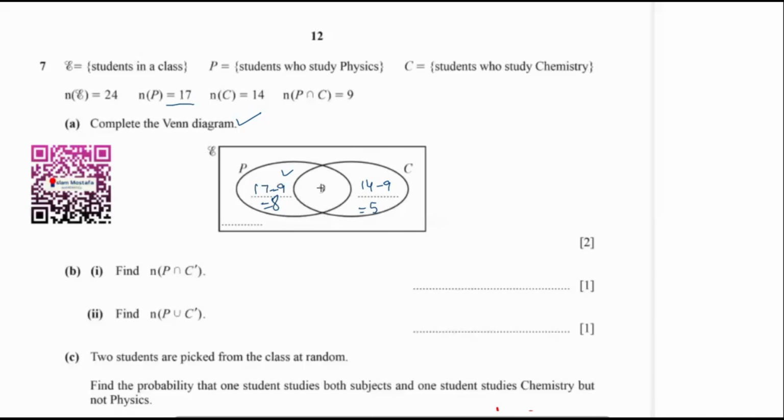And next, you see here, the total students become 8 plus 9 plus 5. That value becomes 17 plus 5, that's equal to 22. You see here, the total students are 24. Therefore, the remaining students will be here, and these students neither study physics nor chemistry.